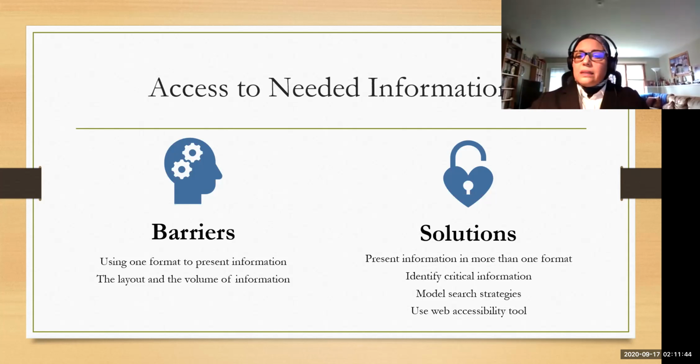Solutions: present instruction in more than one format, such as text, images, audio, and video. Identify critical information related to the instructional goals, such as highlight or repeat key search strategies. Model search strategies avoiding jargon known only to practitioners. We know what OPAC, Boolean operators, interlibrary loans are, but our students might not. If designing a LibGuide, use a web accessibility checker tool, such as WAVE at webaim.org.